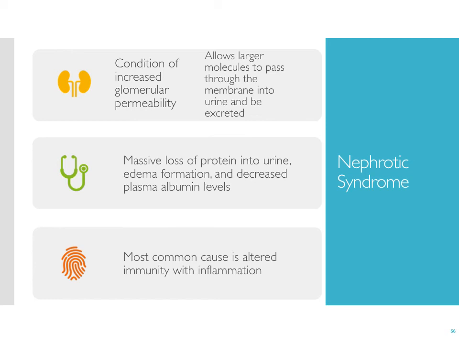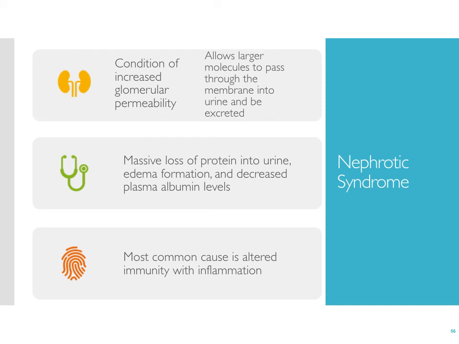So now to that nephrotic syndrome. Think back to our little person a couple slides ago, and what we're going to see with them is a condition of increased glomerular permeability. In other words, things are passing over the tissues much easier than they should. That allows larger molecules to pass through the membranes into the urine and to be excreted. If you remember, that person has proteinuria, so the proteins aren't staying in the bloodstream, they're passing on through and being voided out.